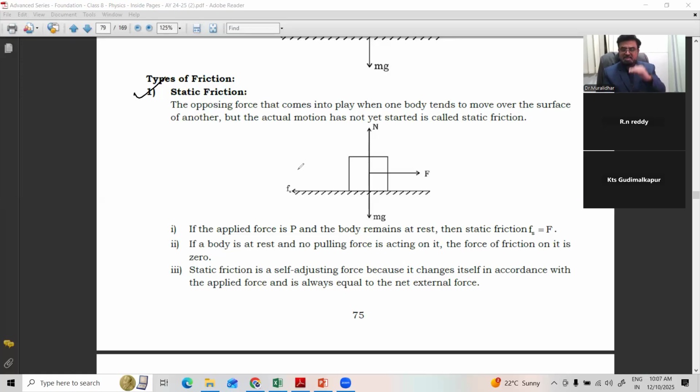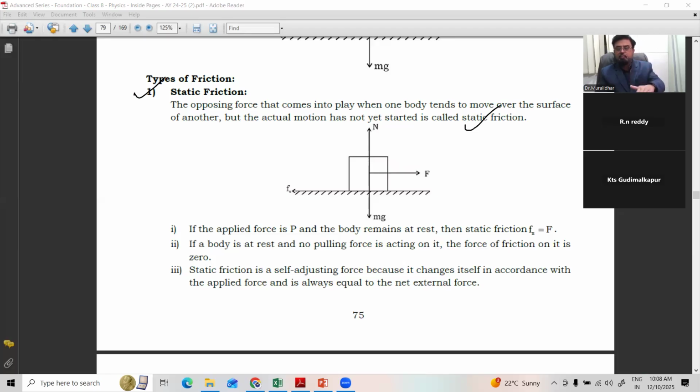What is static? Rest. When one body is over the other body, which are at rest. When you place a textbook on a table, between the textbook and the table, frictional force will act. That frictional force is called static friction. The frictional force between the two bodies which are in contact and are at rest. The opposing force that comes into play when one body tends to move over the other surface, but actual motion has not started, is called static friction.